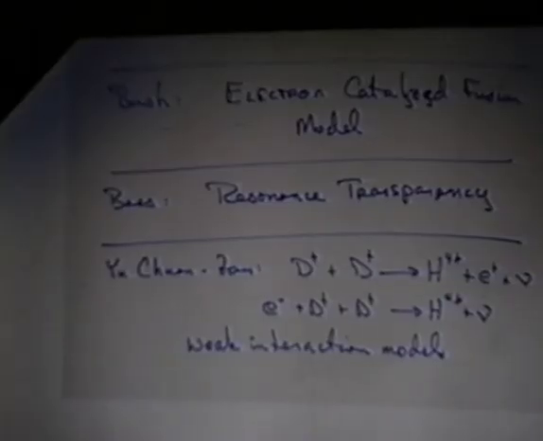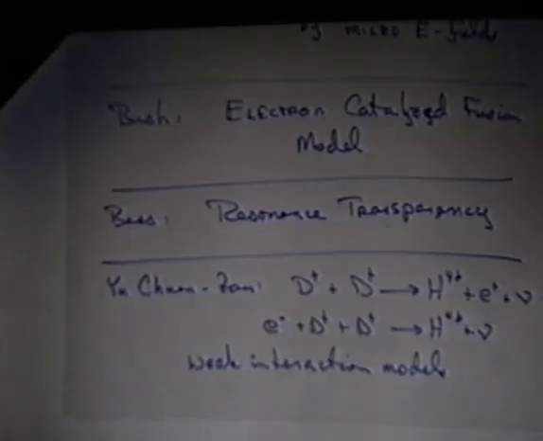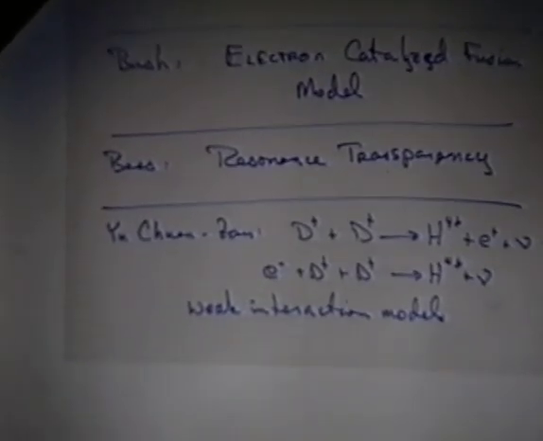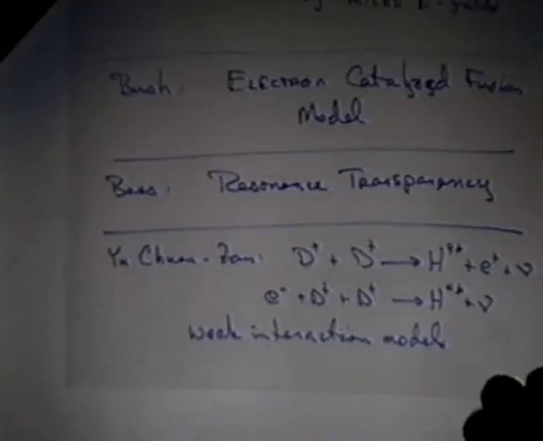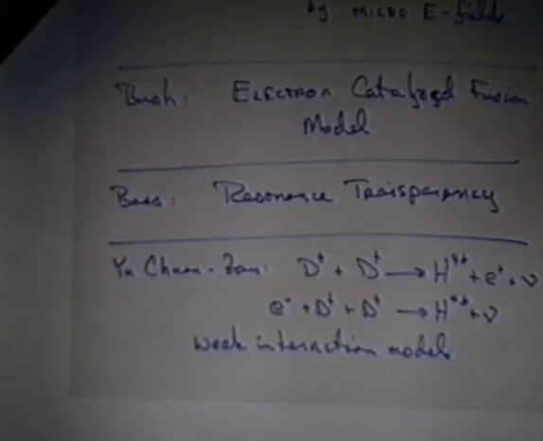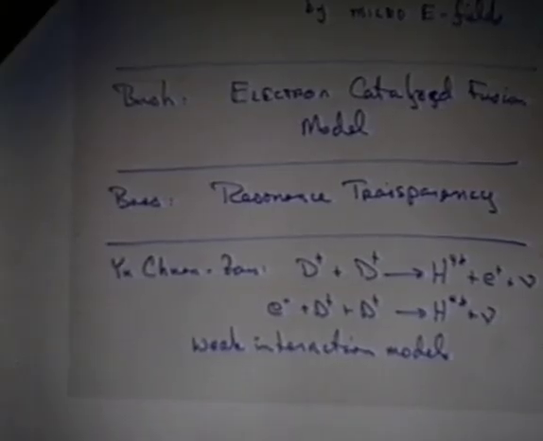Bush discusses the electron-catalyzed fusion model, and Bass is discussing a resonance transparency model. And I'm not sure whether I should even try. Maybe I should ask Bush to explain, but at least a while back, the basic idea is that wave function going and reflecting has nodes, and if the... This is totally different.